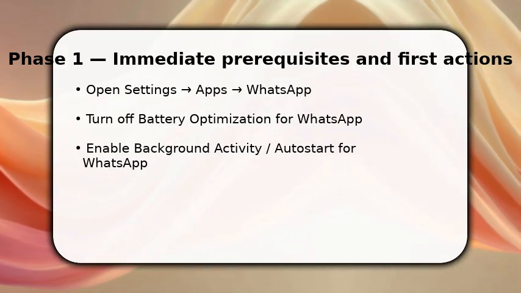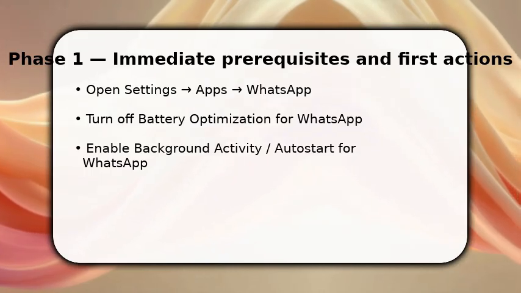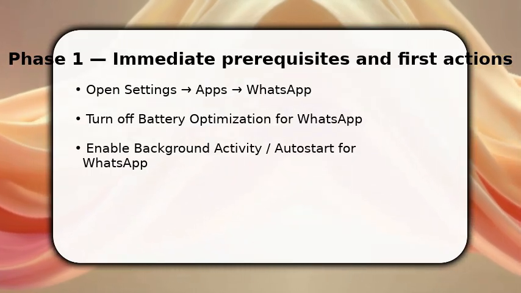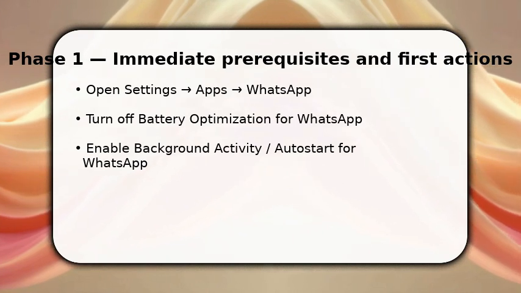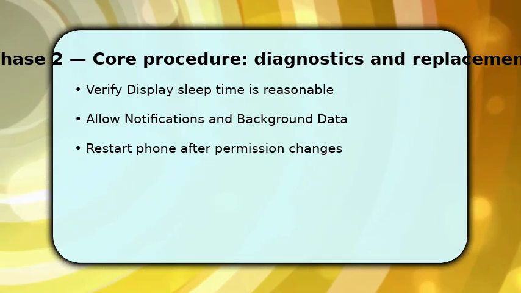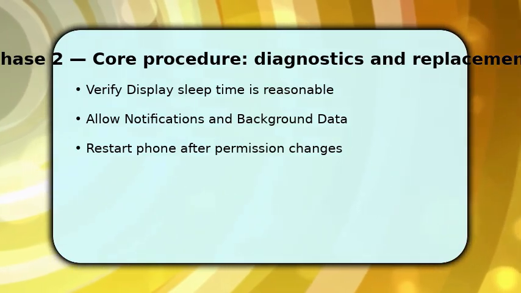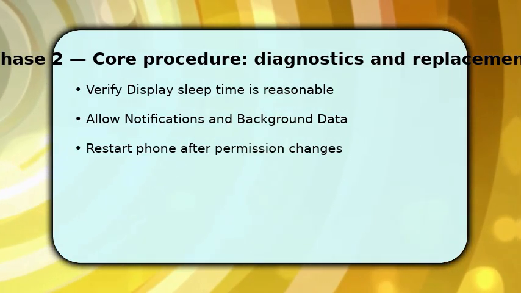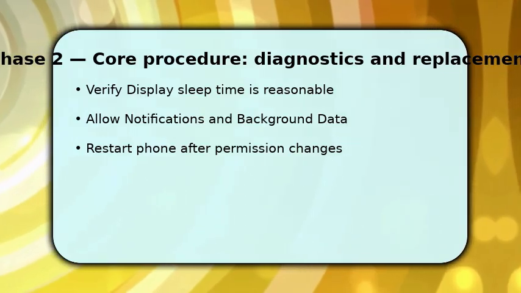Make sure to confirm any prompt dialogues after changing permissions, because without allowing background activity, the audio will stop when the screen locks. Next, refine system settings to avoid interruptions. Go to Display and set a normal sleep timeout. Extremely short times cause rapid screen-off behavior.